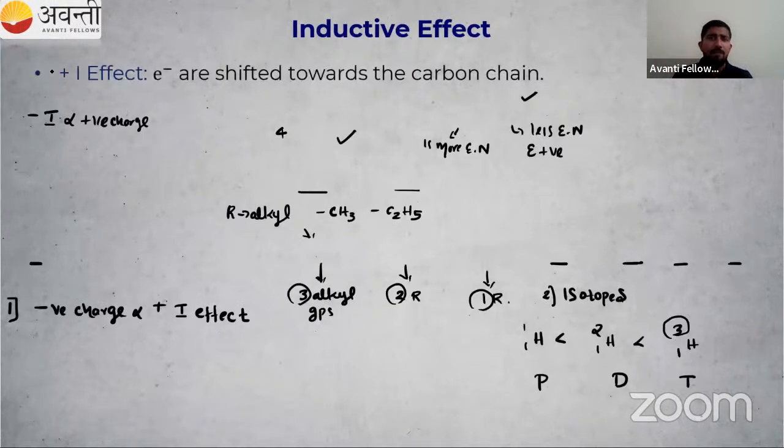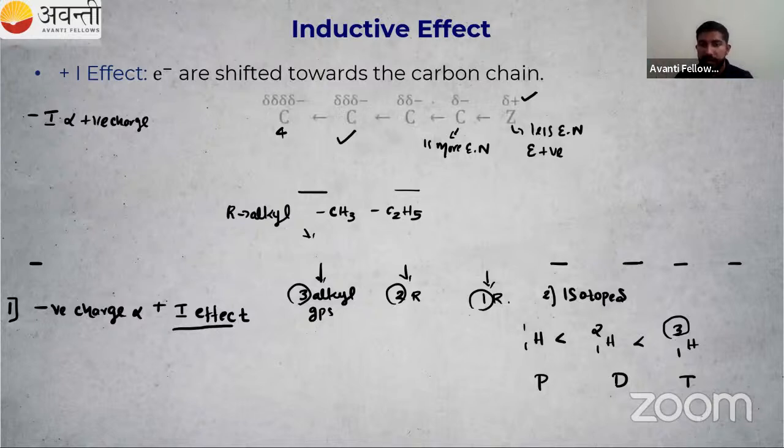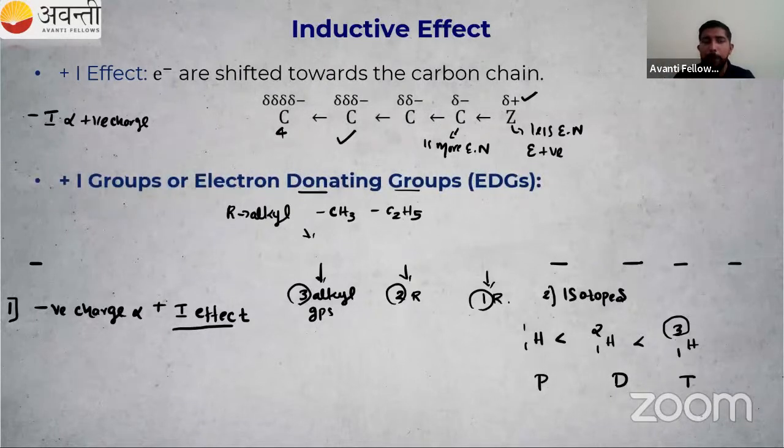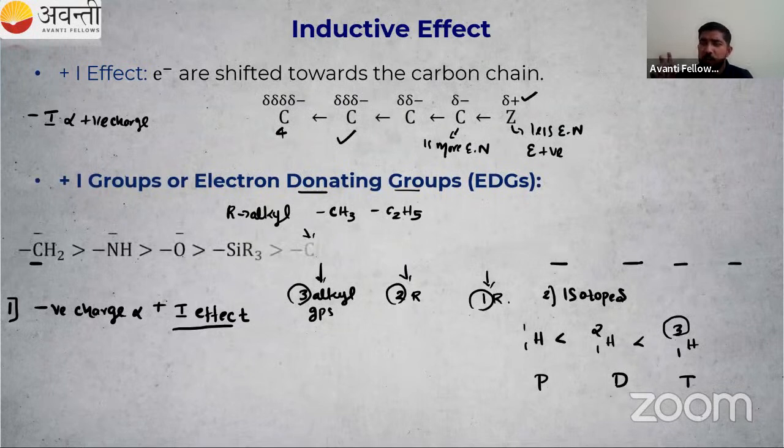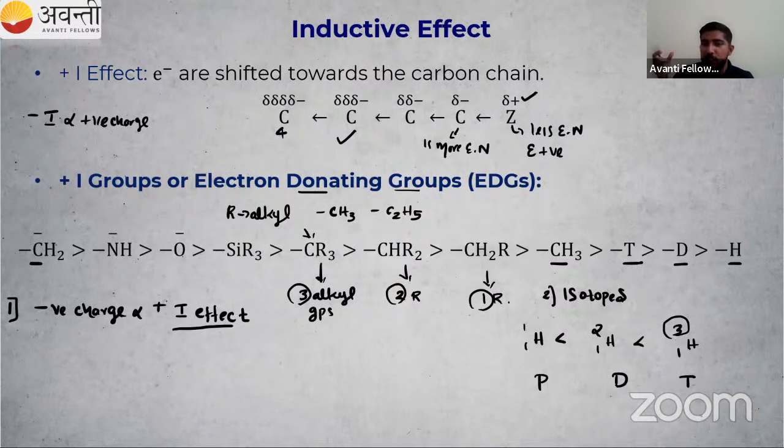Then after that, we studied positive inductive effect. They are good people, ready to donate electrons to the carbon chain. Here we are studying the plus I effect, which is proportional to negative charge. Plus, minus. Then we studied different groups showing plus I effect. They are ready to give electrons to the carbon chain. These are the different groups.